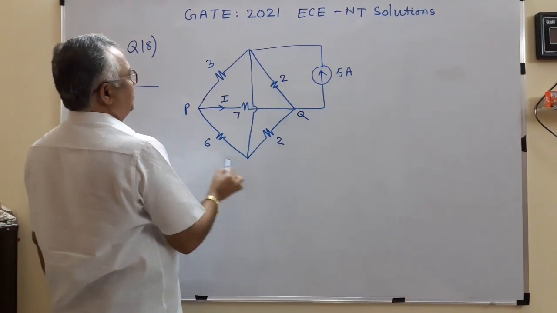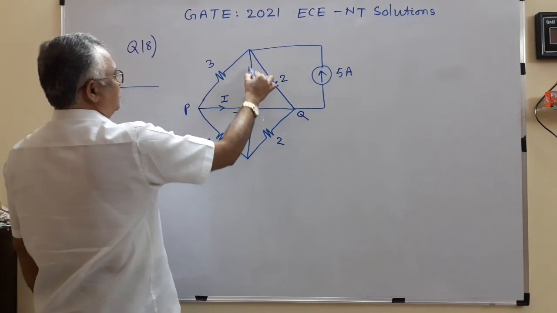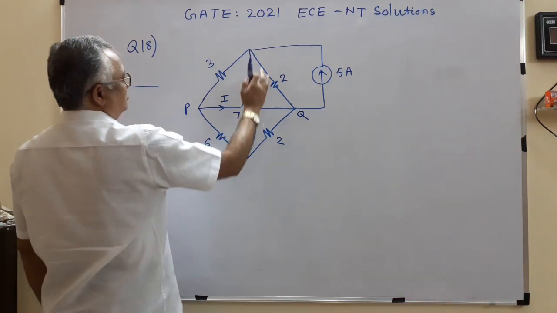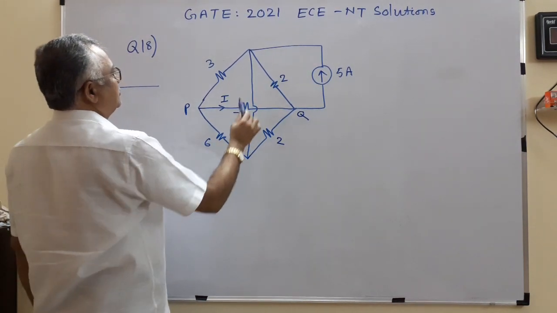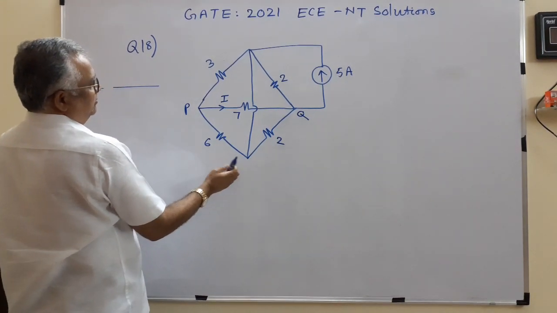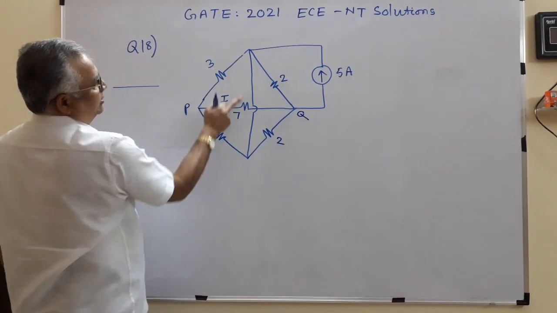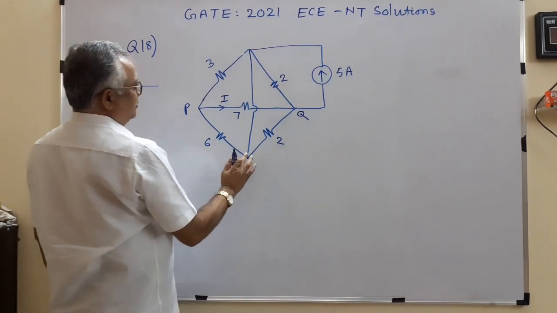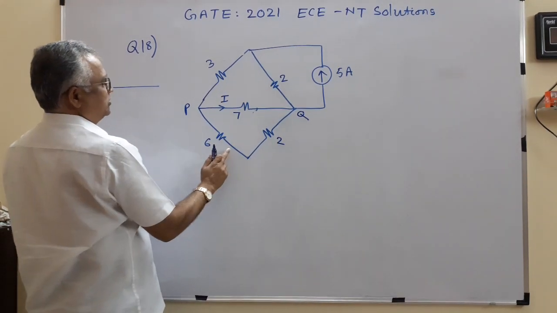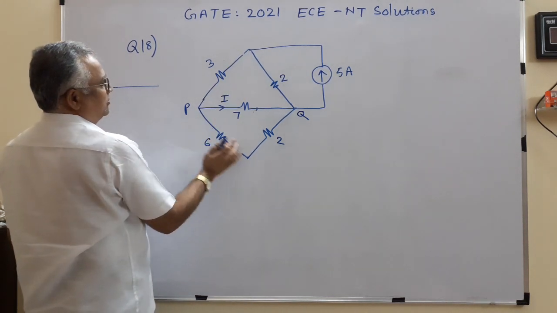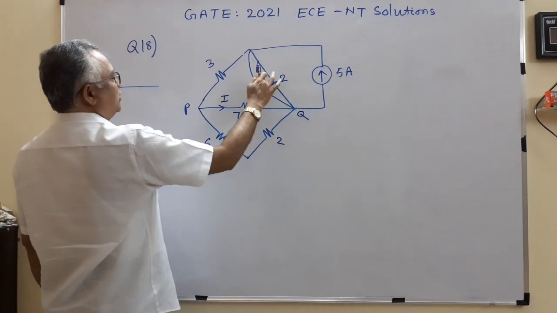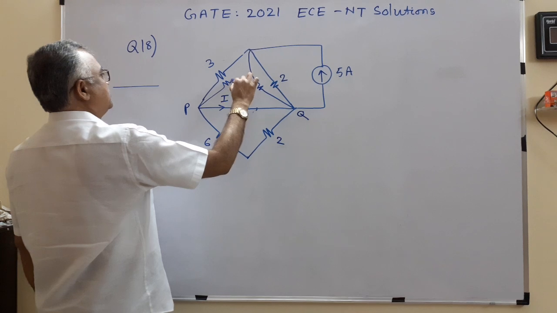It is given in a somewhat confusing manner, but this is shorted. This short circuit is the main confusion. This is shorted, meaning this end is connected to this end. Observe carefully. When it is shorted, this 6 ohm is connected here, this 2 ohm is connected here, this 2 will come here, and this 6 will come here.